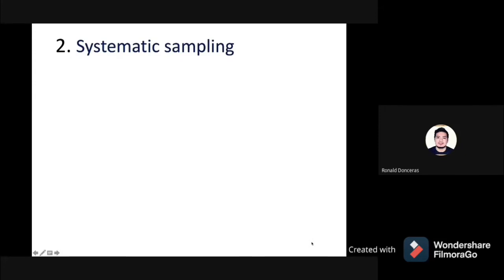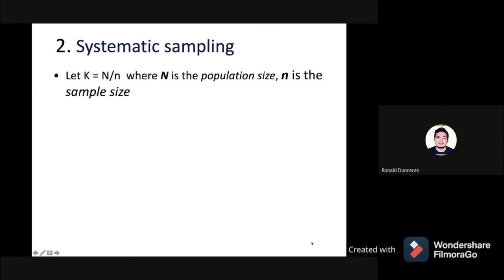Now the next one is somehow related to the previous one, but this is more systematic. Ito, meron, random din siya, pero meron na siyang sinusunod na system. Okay? Hindi ka na lang basta kukuha ng certain sample anywhere. Dito, kukuha ka ng sample based on the established system. So, paano? Let K be capital N over small n.